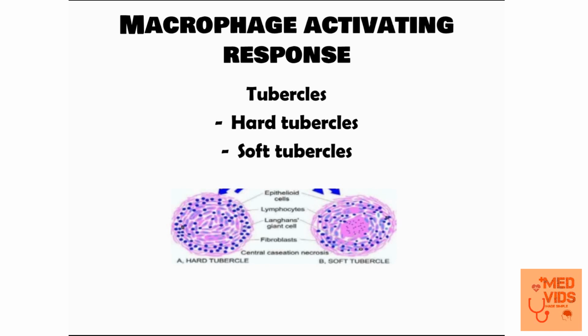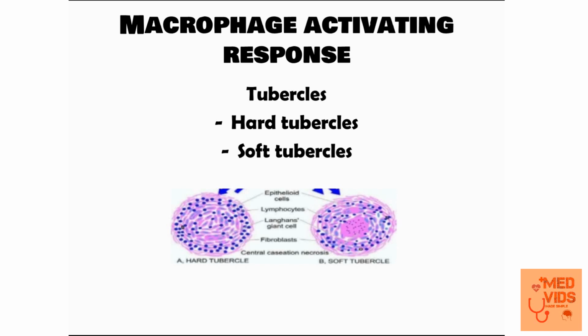Okay, so first the patient will develop hard tubercles. Hard tubercles are the one seen on the left. It is composed of activated macrophages like epithelioid cells and giant cells, which are present in the center and surrounded by lymphocytes and fibroblasts. On the right side, you can see soft tubercle.